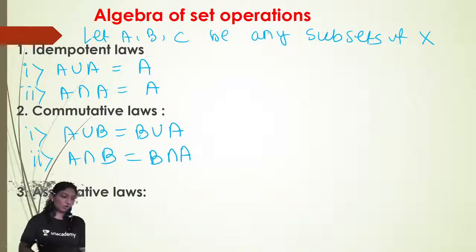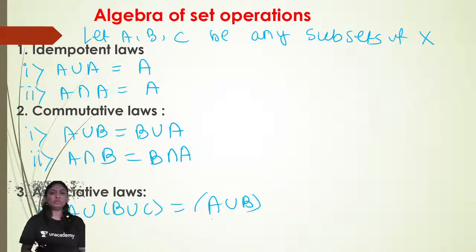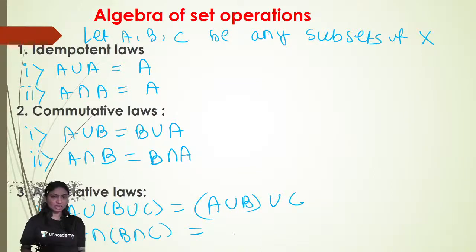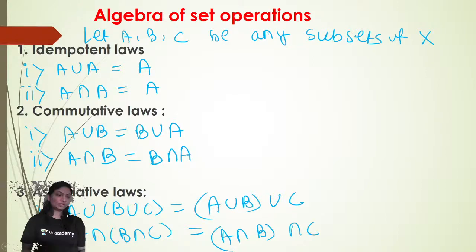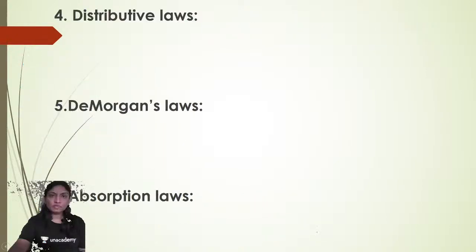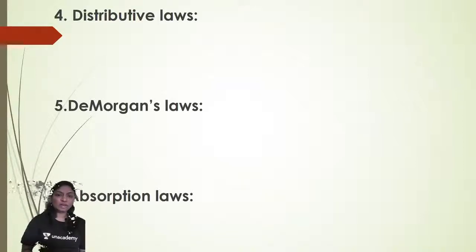Now associative law. So we can write associative first: A union (B union C) is the same as (A union B) union C. Associativity of union. Now associativity of intersection: A intersection (B intersection C) is equal to (A intersection B) intersection C. Associative law. Now we'll see the next, that is distributive law. It means intersection distributes over union and union distributes over intersection, from left and right also.